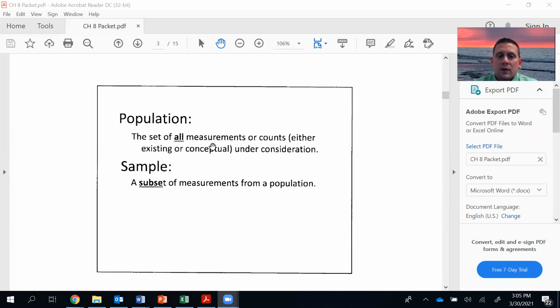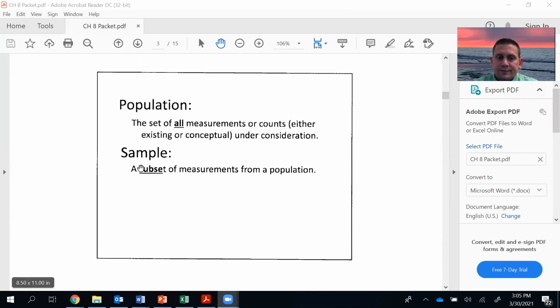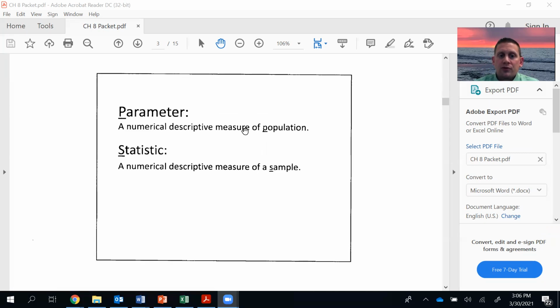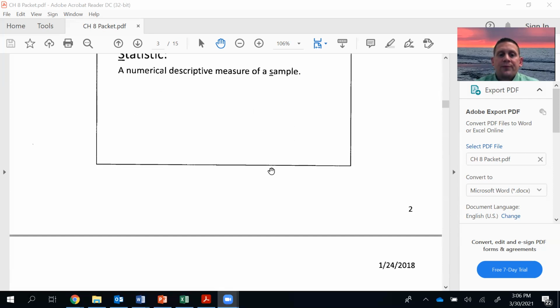So population, there's the formal definition, and then there's a sample, a formal definition there. A parameter is a numerical description, measure of the population. And the statistic is a numerical description, measure of a sample. All right, so P and P, S and S. That's the way you remember it.